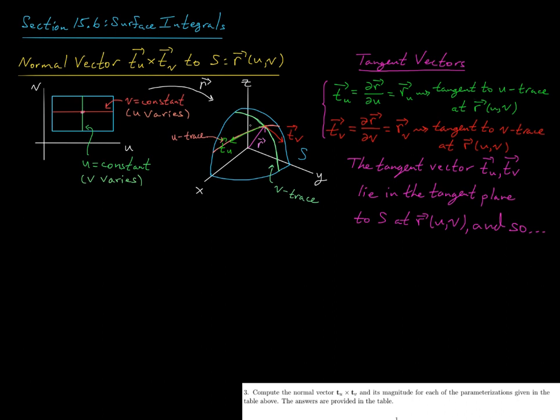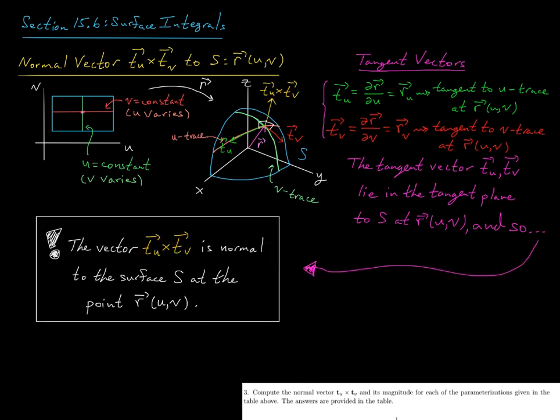tu, this thing being the velocity vector, is going to point in the tangential direction to the u trace, and it's going to point in the direction of increasing u at this point r of uv. And likewise, tv is going to be tangent to the v trace because it's really just the velocity vector in the direction of increasing v as we move along this green cross section. Okay, so it's tangent to that v trace. And furthermore, these tangent vectors tu and tv lie in the tangent plane to the surface S at the point r of uv.